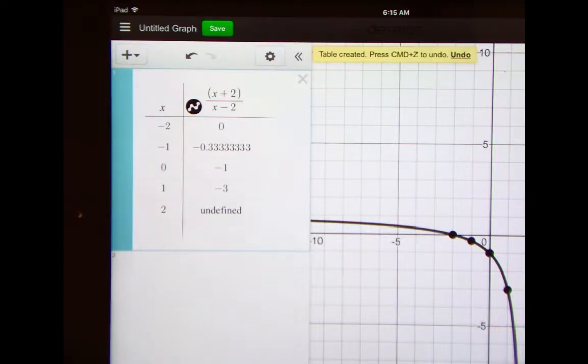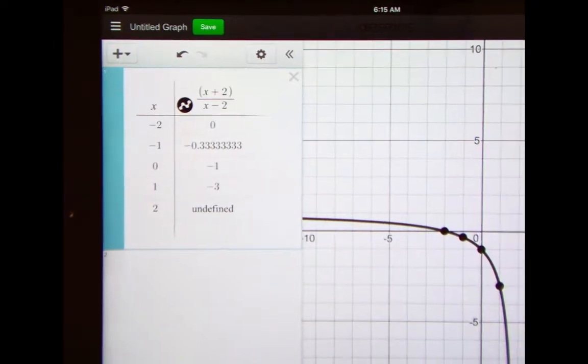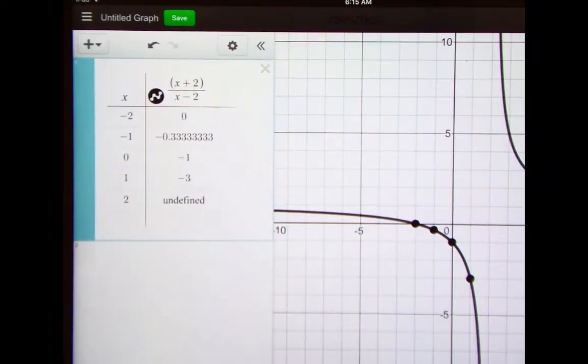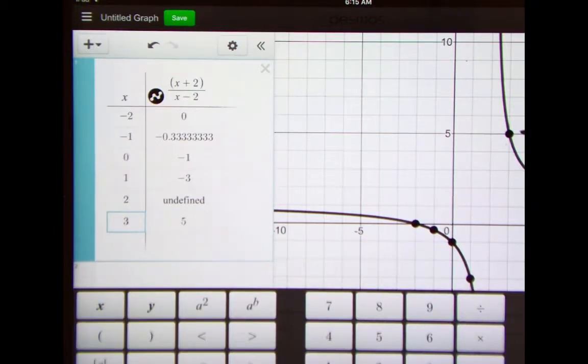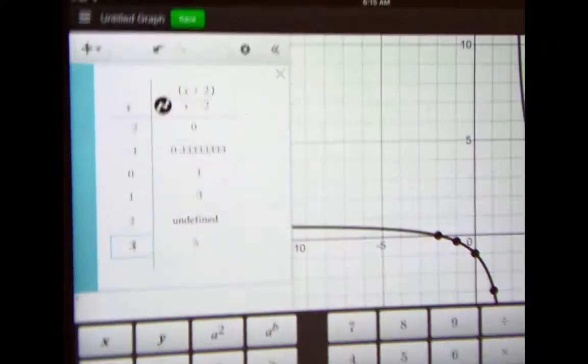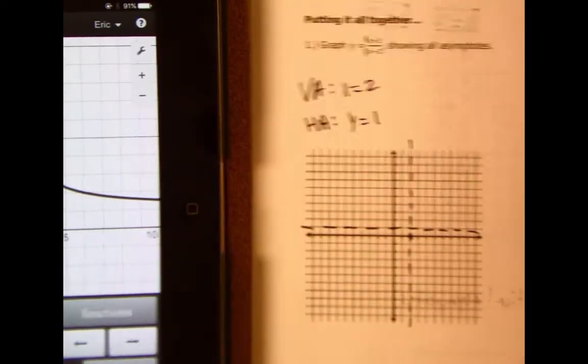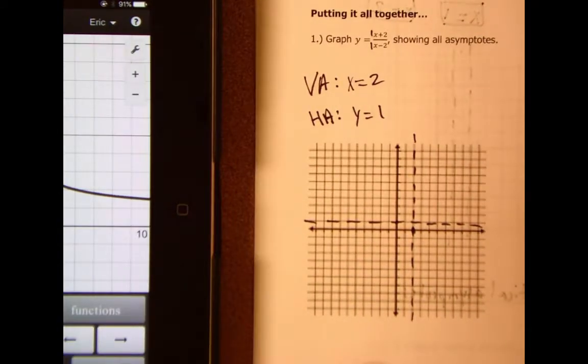Now you just need points on both lines. So you'll see here I only have points on this line. So if we want points over here, I'm going to have to go over 2. So like maybe like 3 or something like that. And so I can get some points there. So here's all my points. So all I do on my graph is I'm going to go and actually put these on the graph.